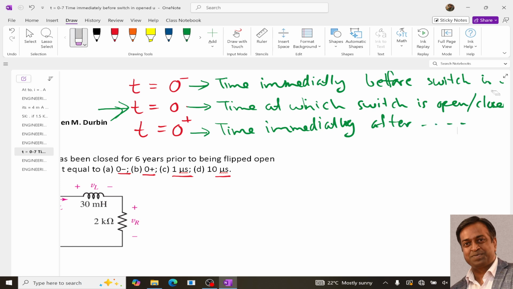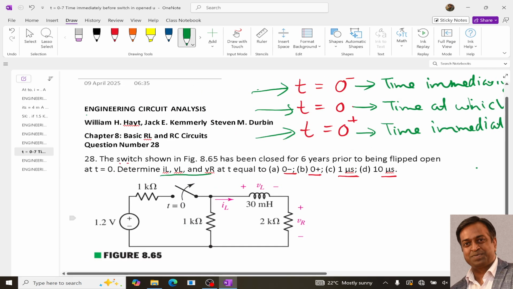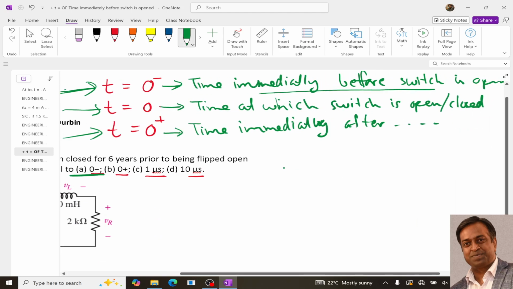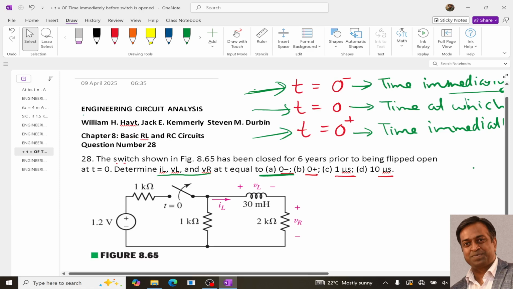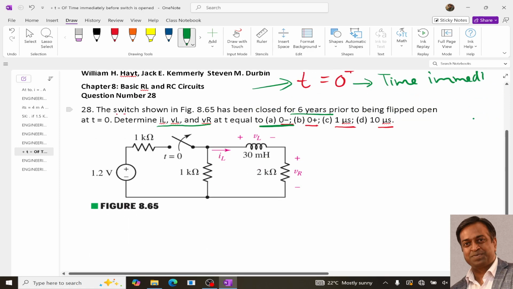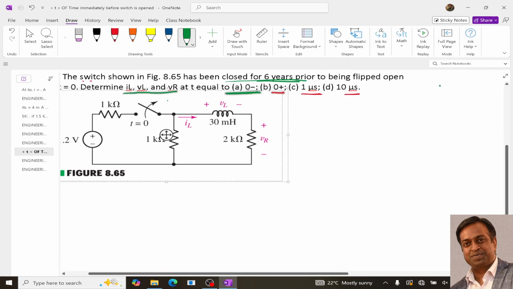With these three times, we are trying to find the condition of the circuit at each of them. As the question says we need to determine IL, VL, VR for t equals 0 minus, it means we need to look at the condition of this circuit at t equals 0 minus, which is the time immediately before the switch is opened. Since the switch was closed for the last 6 years, the switch is closed.